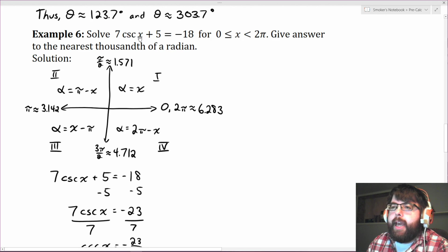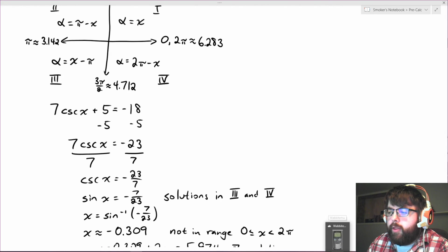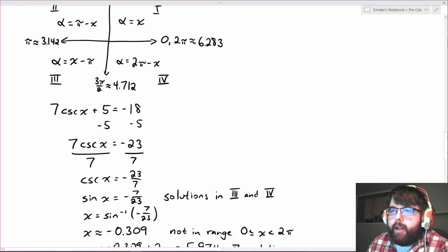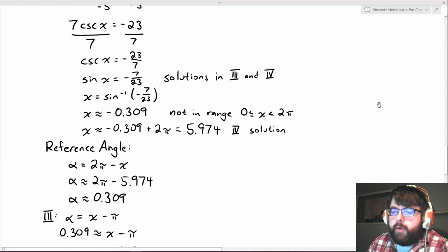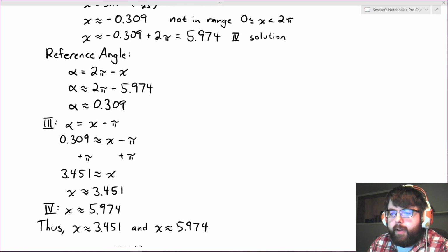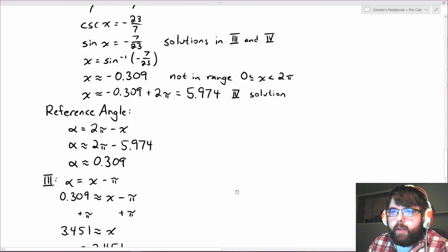Well, I can't because cosecant we don't have a key for. So I will go to sine, and let's just see what negative 7/23 is in decimal form. So I want my answers to be close to negative 0.304. And let's see if these work. Hopefully they do, because I don't want to re-record this video. So save face. Okay. What am I doing? Sine, right? This was cosecant, right? Yes, sine.